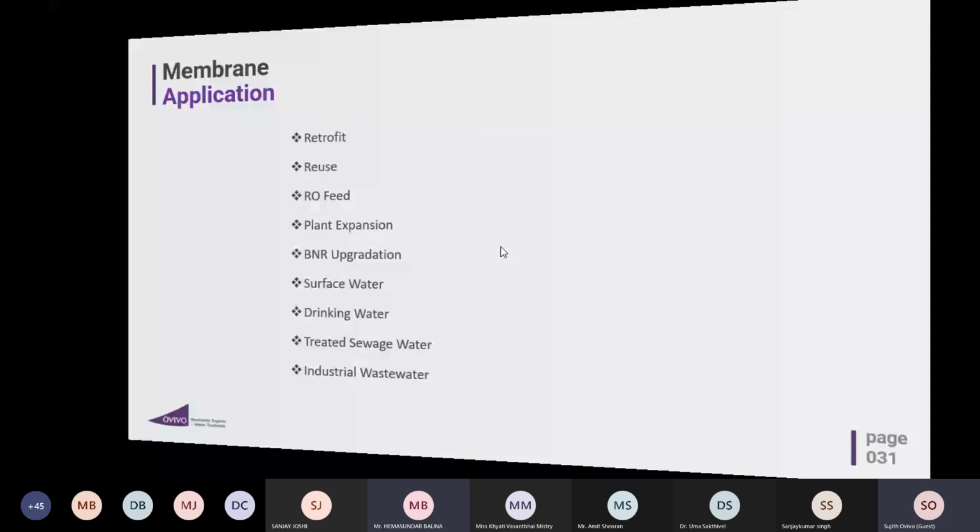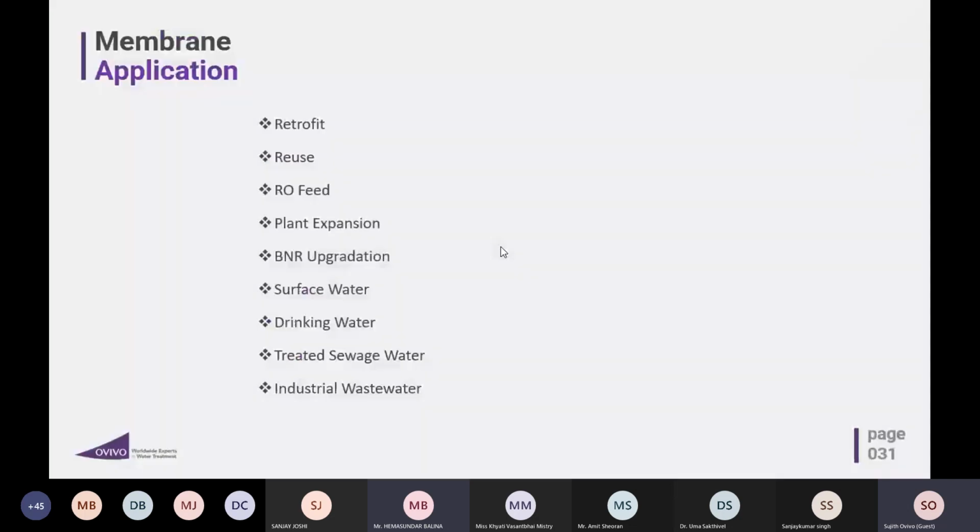And the last portion is the applications where membranes can be used. It can be used for retrofit. Retrofit is nothing but upgrading the existing conventional treatment plant to the MBR system, and it is necessary wherever you have to reuse or recycle the water. If somebody intends to use this water for an RO system, MBR will be the best option.